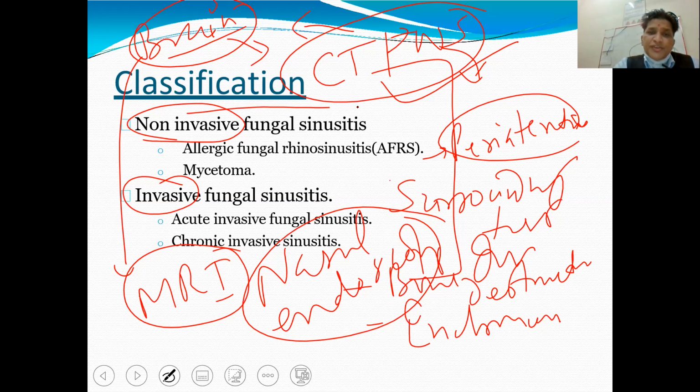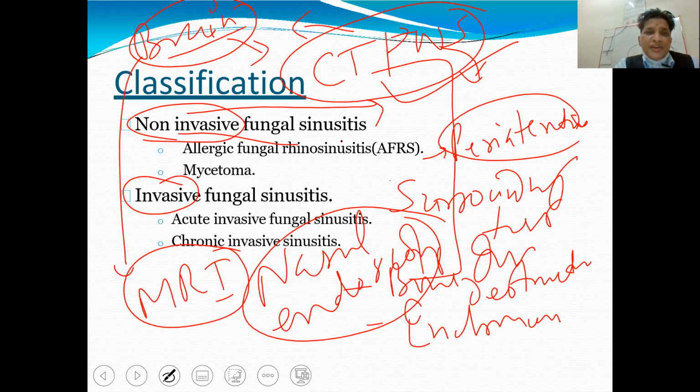So the non-invasive variety is named so because the chances of bone destruction of the surrounding structures are relatively less or not encountered in case of non-invasive, whereas the invasive fungal is obviously more lethal or more virulent in nature, and the non-invasive is an innocuous or rather friendly presentation of fungal sinusitis.